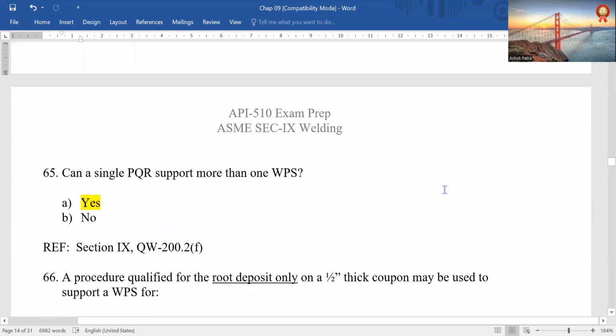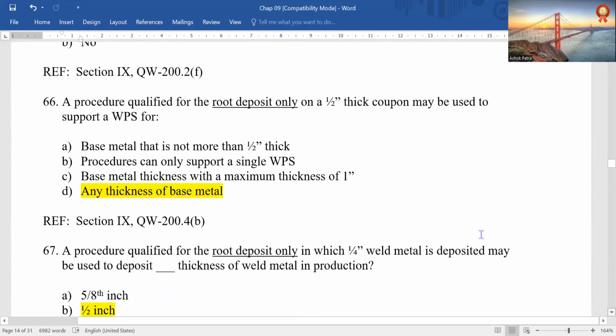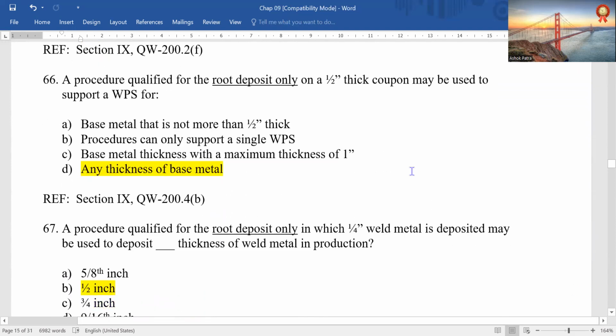Can a single PQR support more than one WPS? Yes. A procedure qualified for root deposit only on a half-inch thick coupon may be used to support a WPS of any thickness of the base metal.